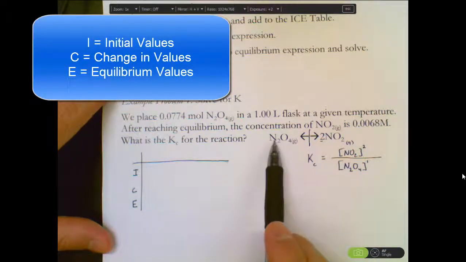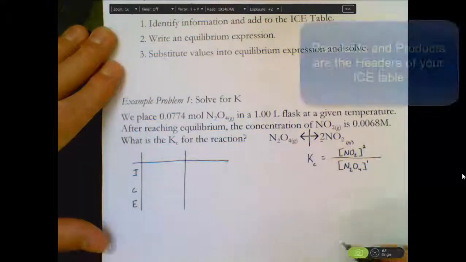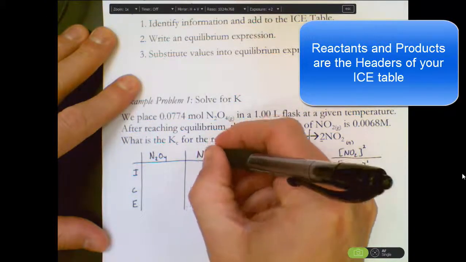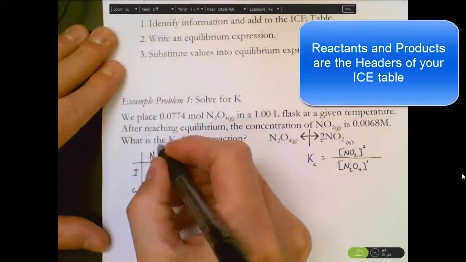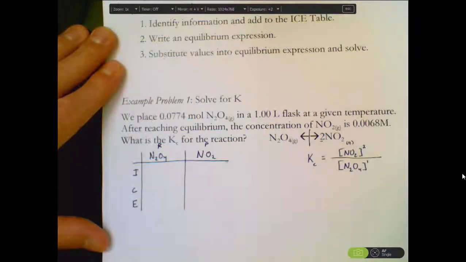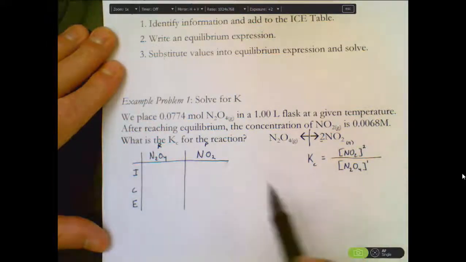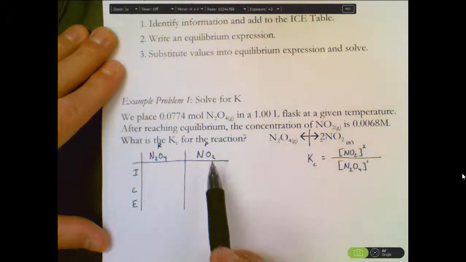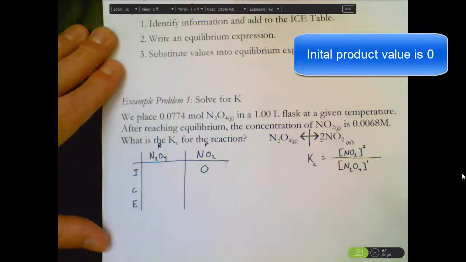Now, we have a left side of an arrow and a right side of the arrow, and those are going to do some different things inside of our ice table. We're going to start by writing down the N2O4, and then the NO2 will be on the right side. This is a reactant, this is a product. So we need to think about what that means for the quantities of these chemicals. For a reactant, the initial values will be given to you in the problem, or it's possible you might need to solve for them. The initial value of a product is always going to be 0 because before reactions happen, there can't be any product.